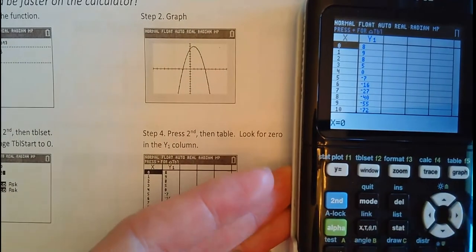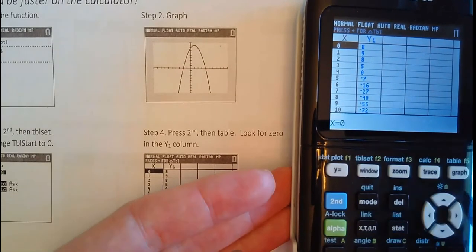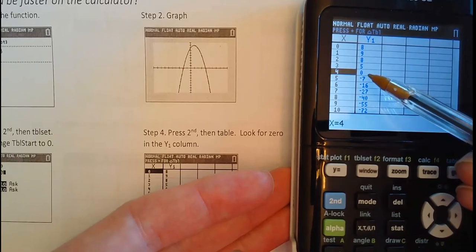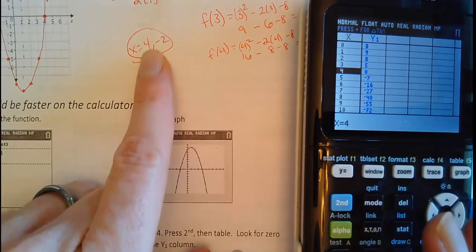So what it did was, when I plug in 0 for x, I get 8. When I plug in 1 for x, I get 9, and so on. Start scanning until you see a 0. There I see a 0. So x would equal 4. And we kind of know that. We had it up here. We had x equals 4.